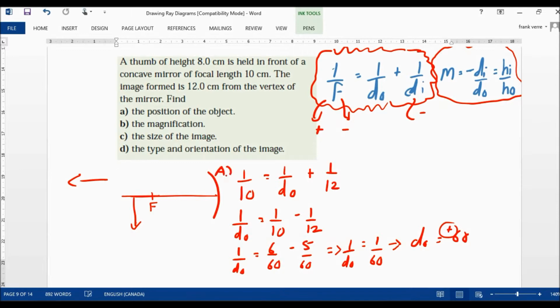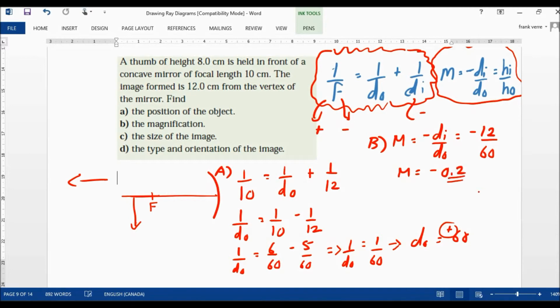Now let's take a look at B. What is the magnification? Well, magnification is negative di over do. So it's negative di over do. So negative di is negative 12 over do, which is 60. And that gives us a magnification of negative 0.2.